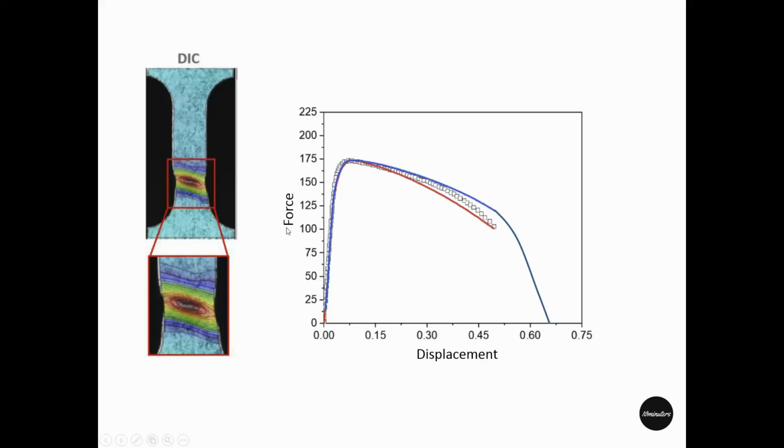Now if we convert this force into stress and isolate the blue curve, we achieve the cohesive law of failure for this tensile specimen. Note that in a cohesive law, in the y-axis we have stress and in the x-axis we have displacement. Notice this cohesive law is more curvy than we would like to model in finite element.